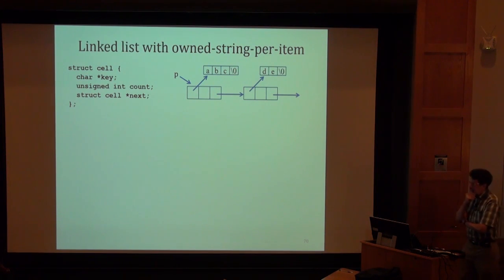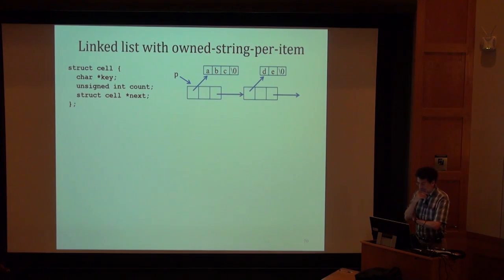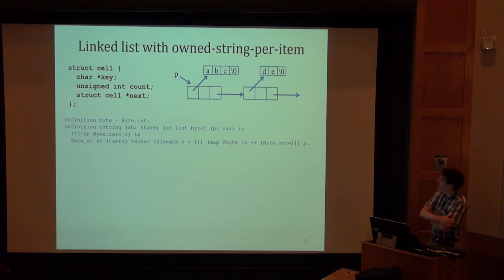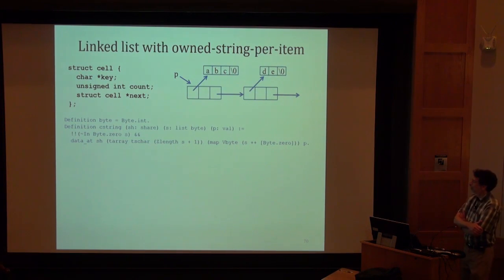Now, how do we represent a string? Here's how we could represent strings. So the byte module is just the 8-bit modular integer arithmetic module from the CompCert C front-end specification. So byte.int is 8-bit integers, signed or unsigned, with modular arithmetic. So we'll define byte to be byte.int. C string will be a separation logic predicate that we can just define, although this one comes in the Verifiable C standard library.